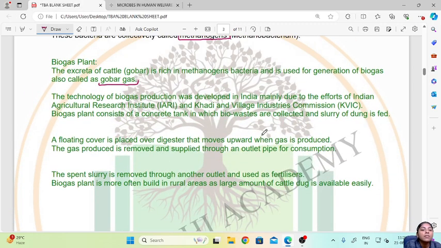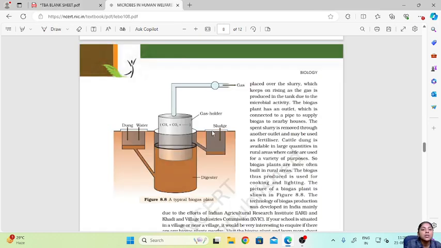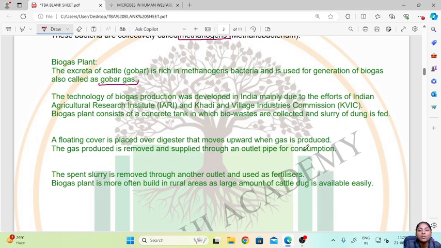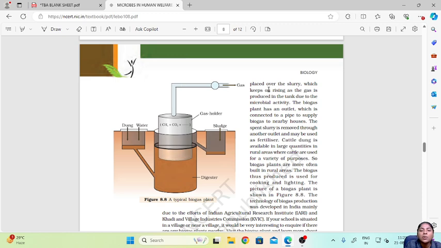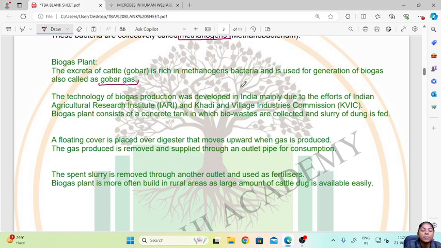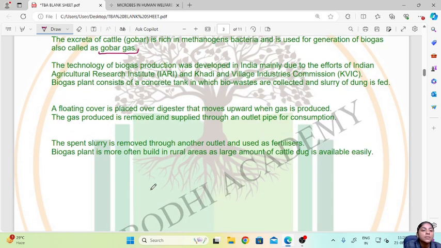Then a floating cover is placed over the digester that moves upward as gas is produced. So this is the floating cover which moves upward as there is an increase in the level of gas. Then the gas produced is removed and supplied through an outlet pipe for consumption. So this is the outlet pipe through which the gas is supplied. Then the spent slurry is removed through another outlet and is used as a fertilizer.